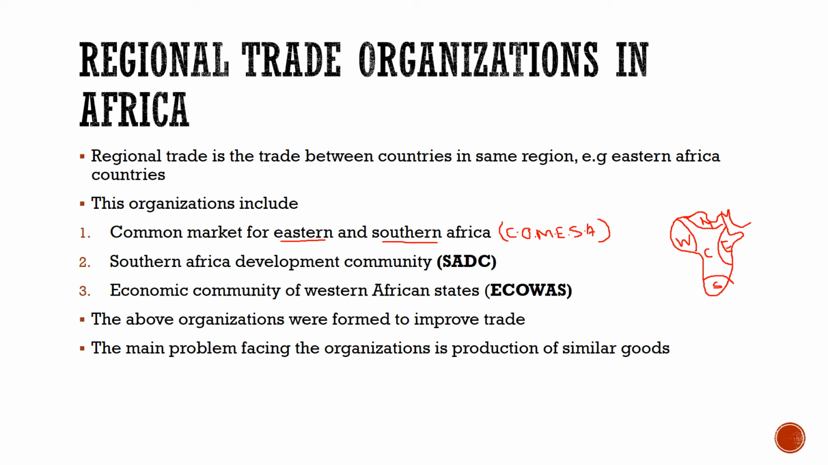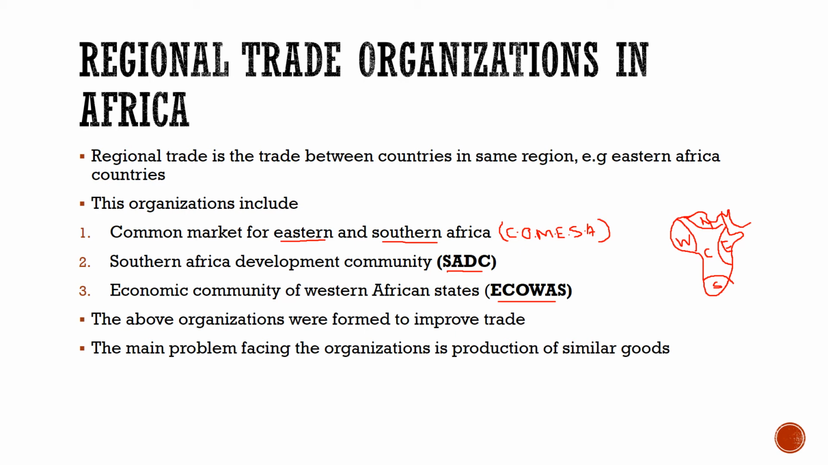Number two, we have the Southern Africa Development Community, not South Africa, sorry. Southern Africa Development Community, in bracket, SADC. As the name suggests, this is a trade organization for countries which are found within Southern Africa. And then lastly, we have the Economic Community for West African States, that is ECOWAS. As the name suggests also, this is a trade organization for countries which are found within West Africa.